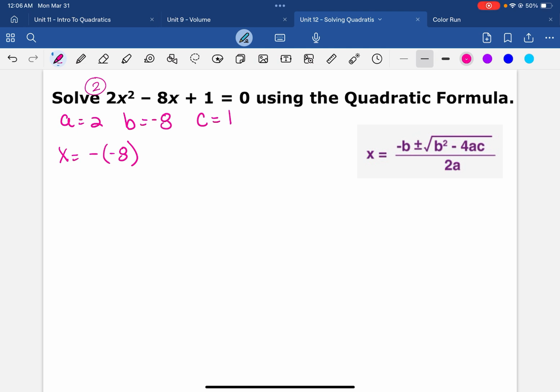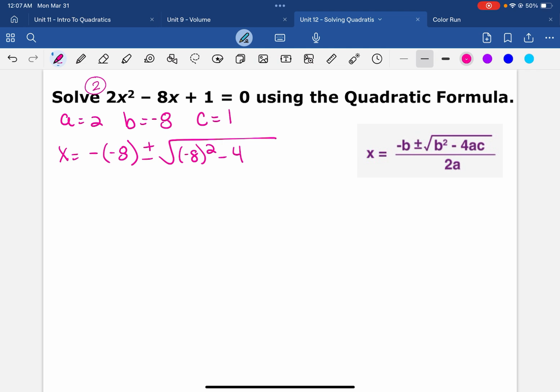a +8. So -b plus or minus the square root of b squared, so -8 squared, minus 4 times a times c, all over 2a, so 2 times 2. Now I want you to pause the video and see how far you can simplify it before you feel like you need to start again and check your answers.